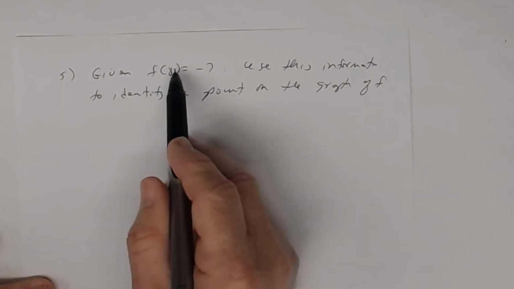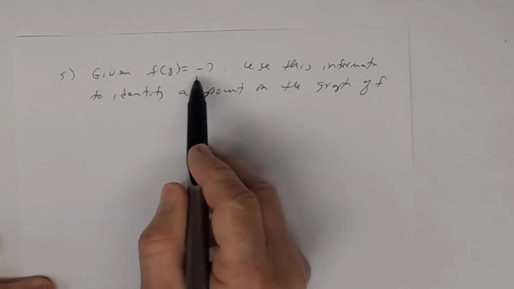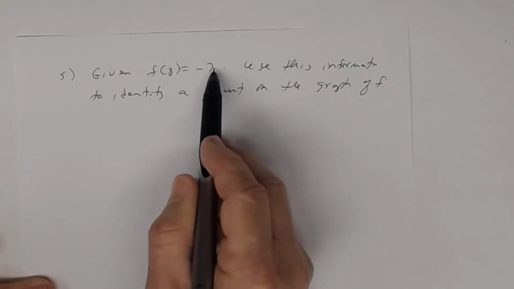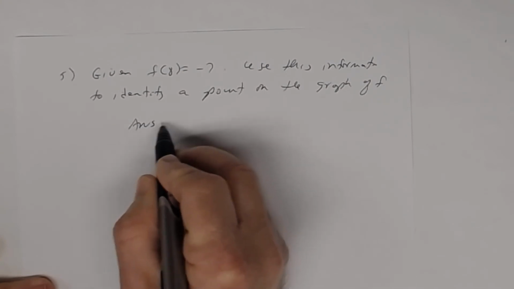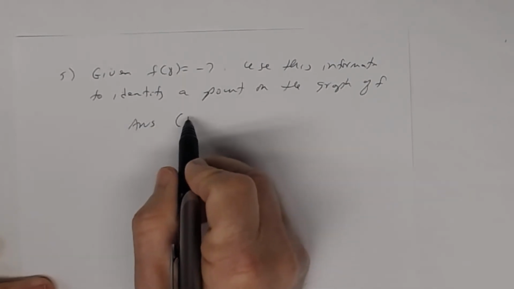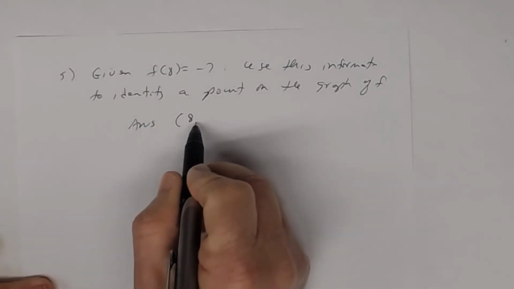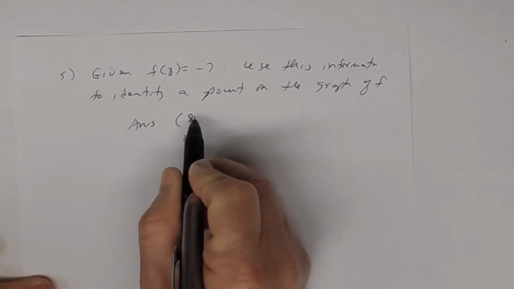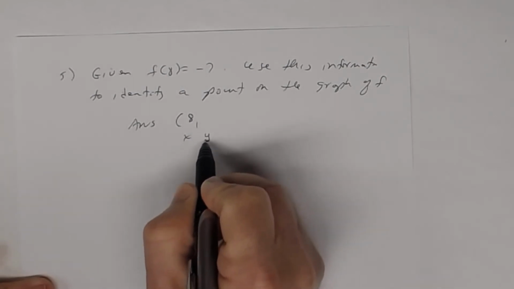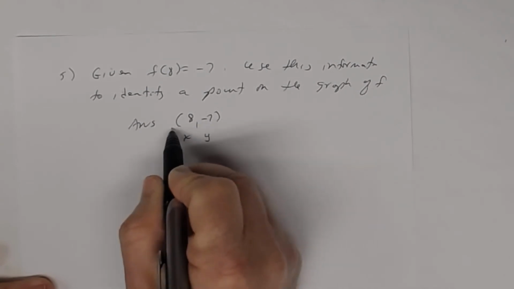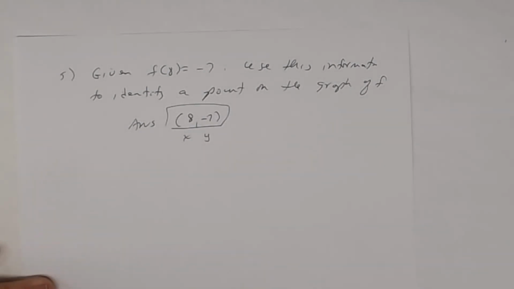So remember what this means. f of 8 equals negative 7 means when x is 8, my y value is negative 7. Remember, in an ordered pair, you must put x first. So when x is 8, my y value is negative 7. So there's your answer: (8, negative 7).